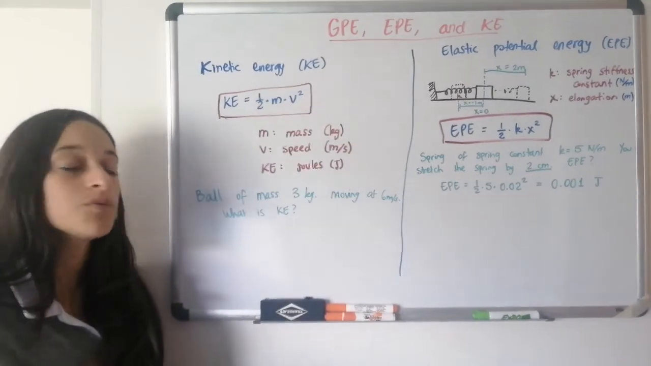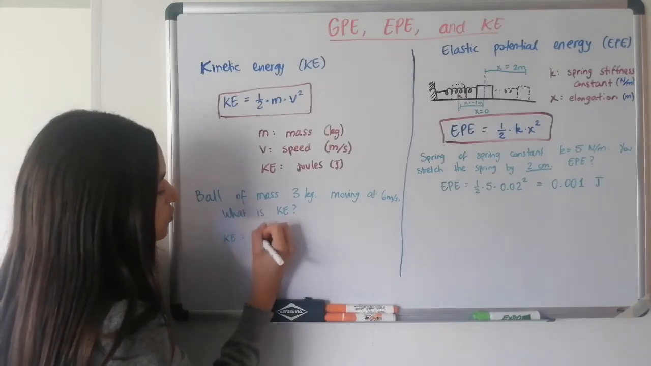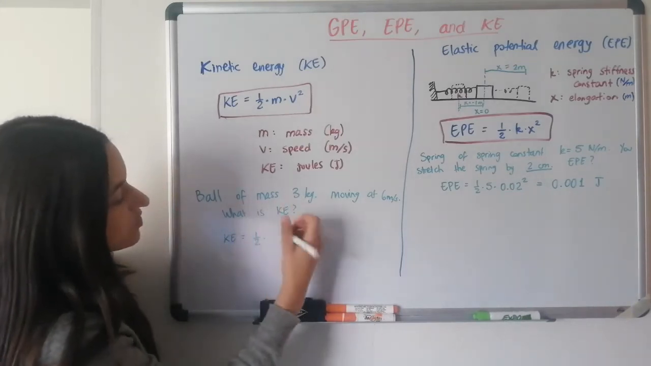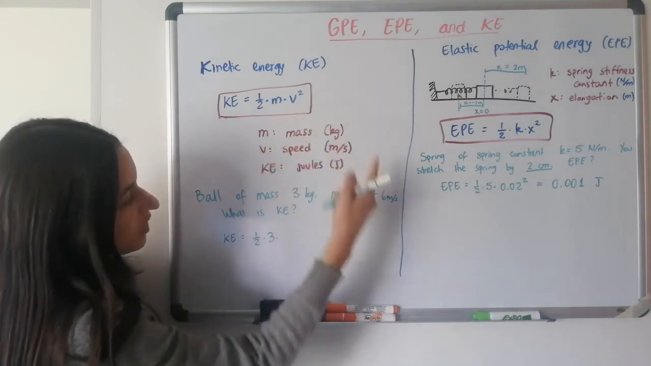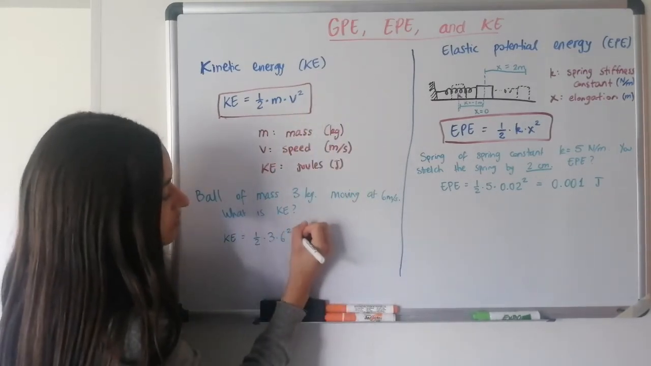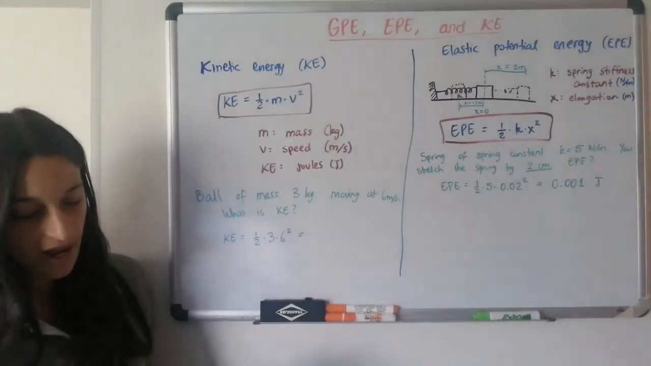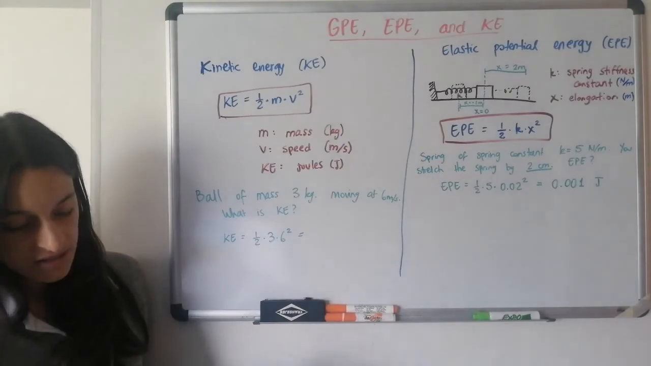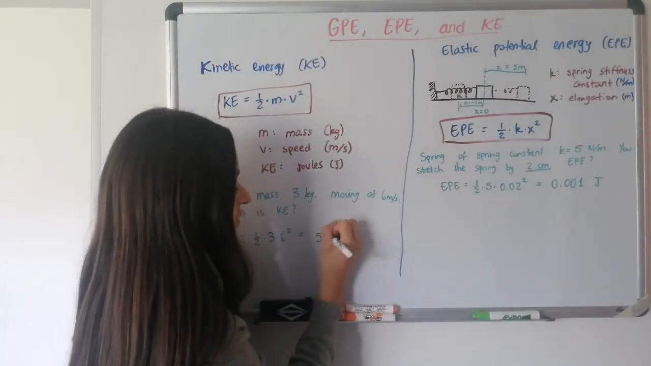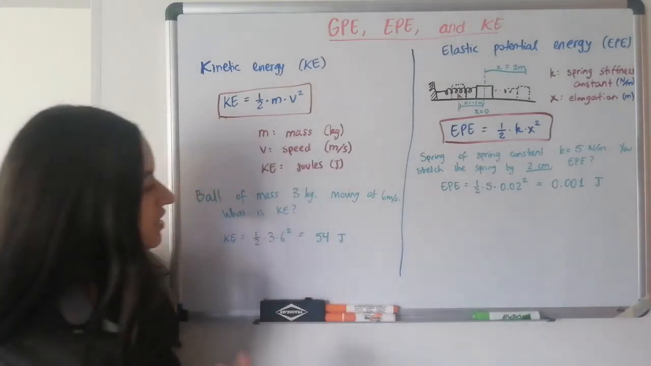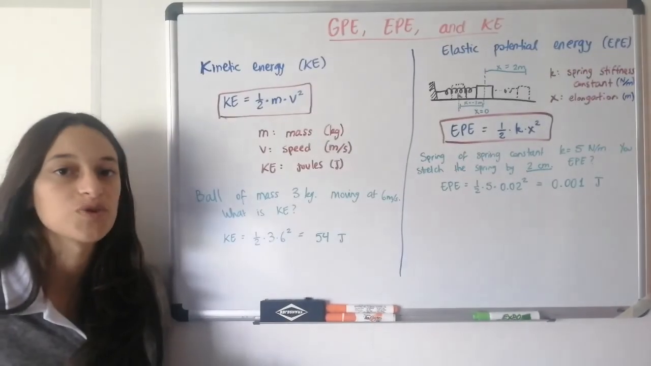So we just do the same thing. We plug it into the equation. So we've got kinetic energy equals 1/2 times the mass, which is 3, times the speed squared. So that's 6 squared. Don't forget the squared. Okay, so we put it in our calculators. 1/2 times 3 times 6 squared, and that gives me 54 joules. So that's it. That's the way of determining the energy that something has thanks to its motion.